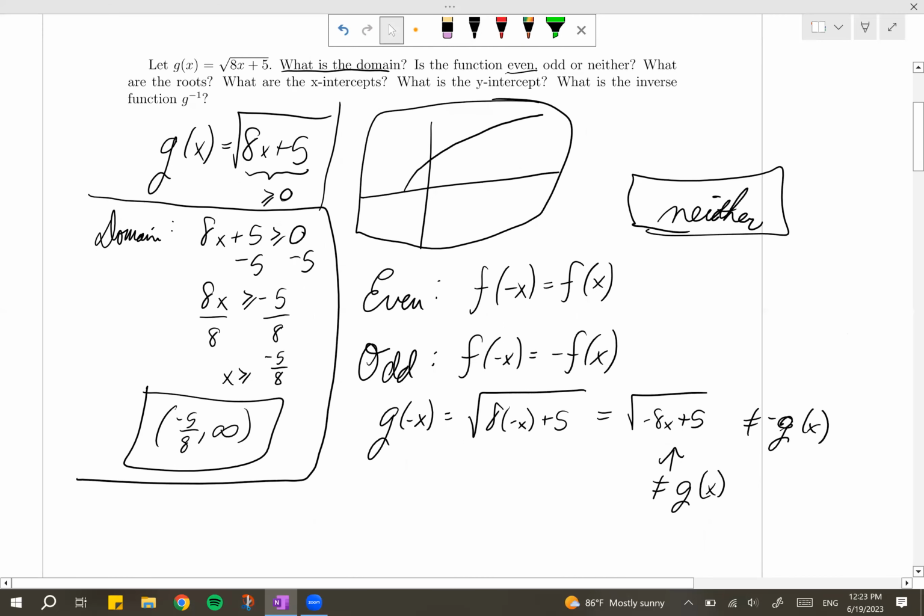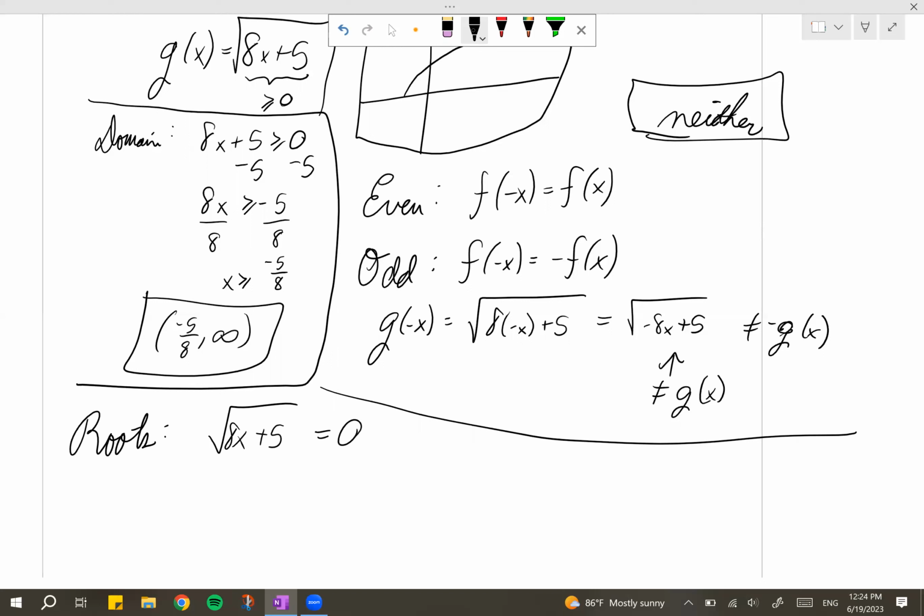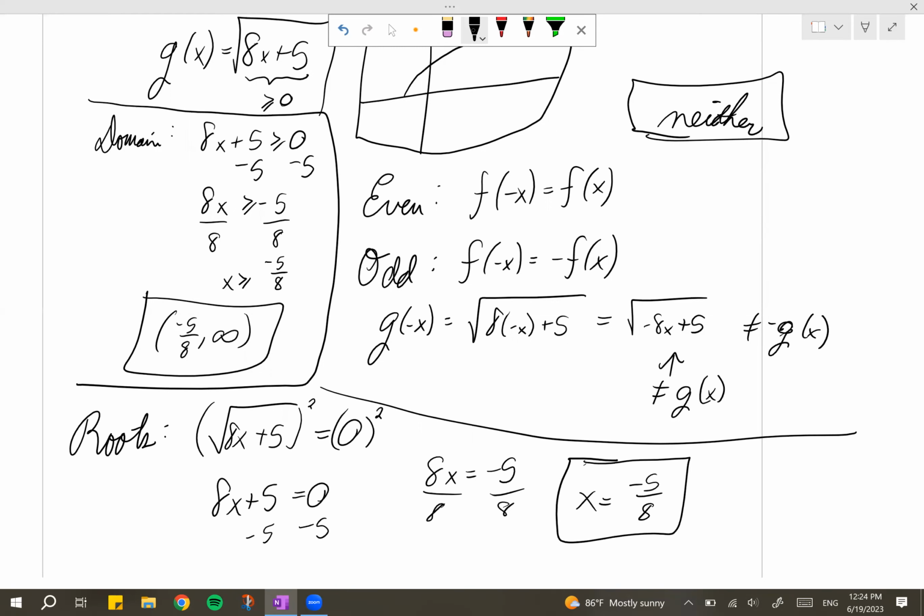Now it's asking for what are the roots. The roots are where this function is equal to 0. So square root of 8x plus 5 equal to 0. I'm going to square both sides because I can do that. I get 8x plus 5 equals 0. I can subtract 5 from both sides, and I'm going to get 8x equals -5. Divide by 8, and I'm going to get x is equal to -5/8. This is a root of my function. So that would be my only root.